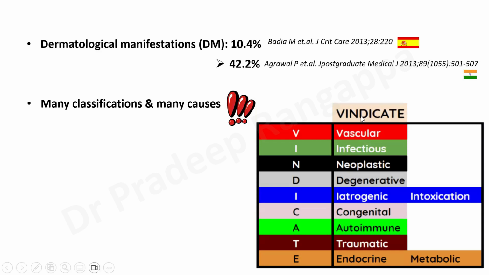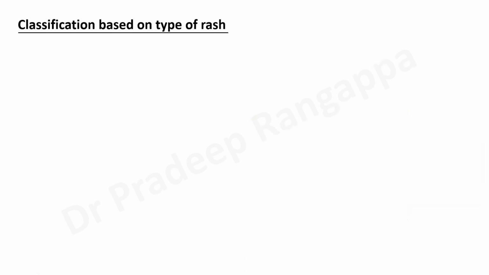So it can be vascular. If someone has a DVT or arterial thrombosis, they can have a skin rash. Infectious, we went through. It can be a feature of neoplasm as a paraneoplastic feature. Degenerative, very unlikely. Iatrogenic, drug induced. Congenital, very rarely. Autoimmune, we spoke. Trauma, endocrine. So this is something you can mention as a norm for any sort of cause. You need to put it into a broad category. So now, I think that is more general.